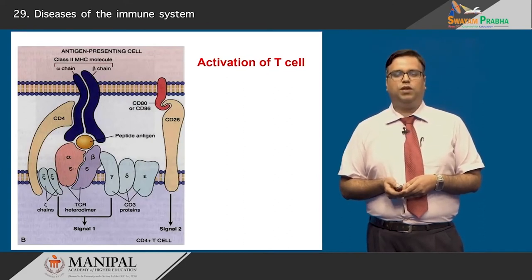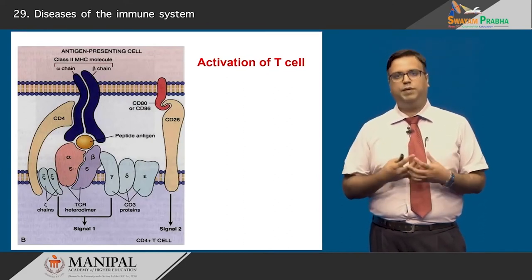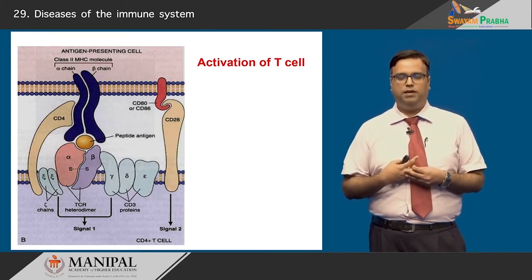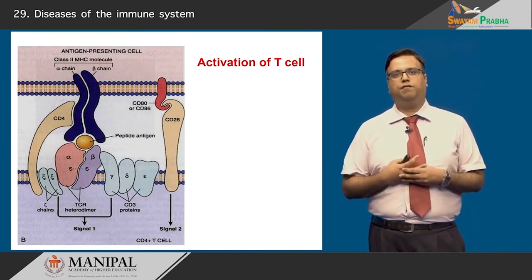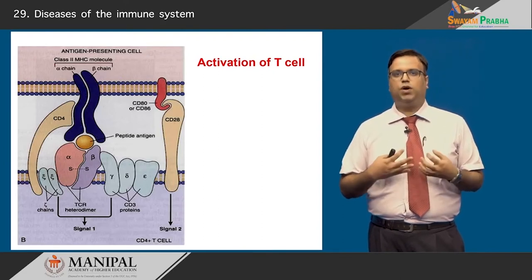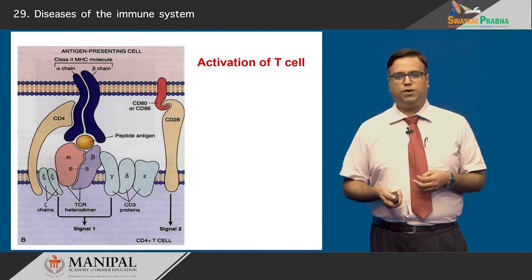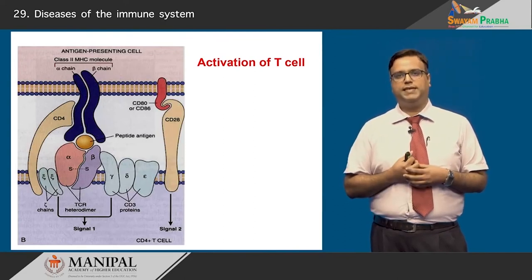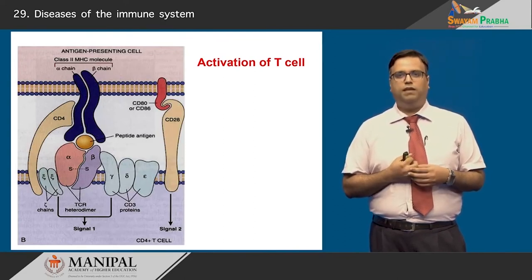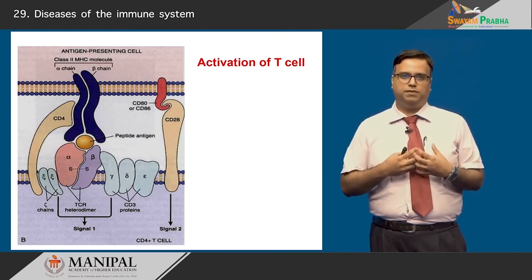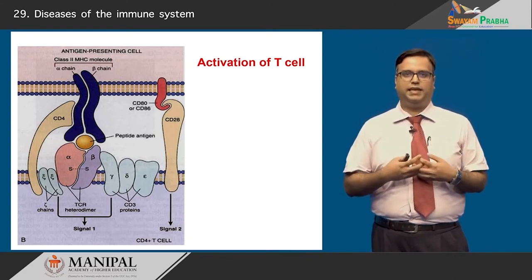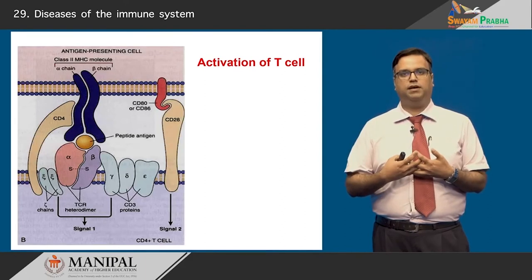Right now, we have seen the role of the MHC molecule. It has presented a peptide in a form and a shape which is palatable. Now, that is recognized by the alpha and beta subunits. So there is a conformational change in this receptor complex, and it produces what is called, at the bottom of your screen, signal 1. Signal 1 is not enough to produce an activation of the cell, just like in the case of B lymphocytes that we have seen earlier.